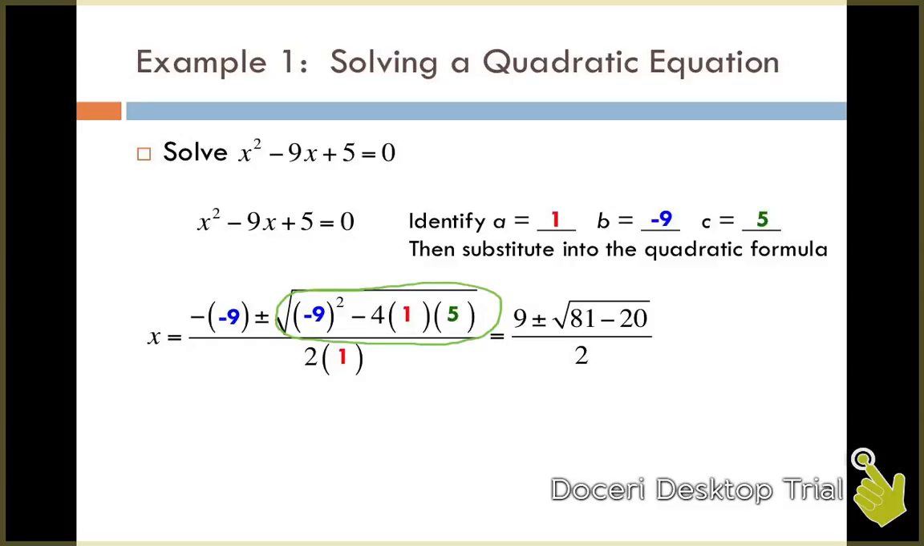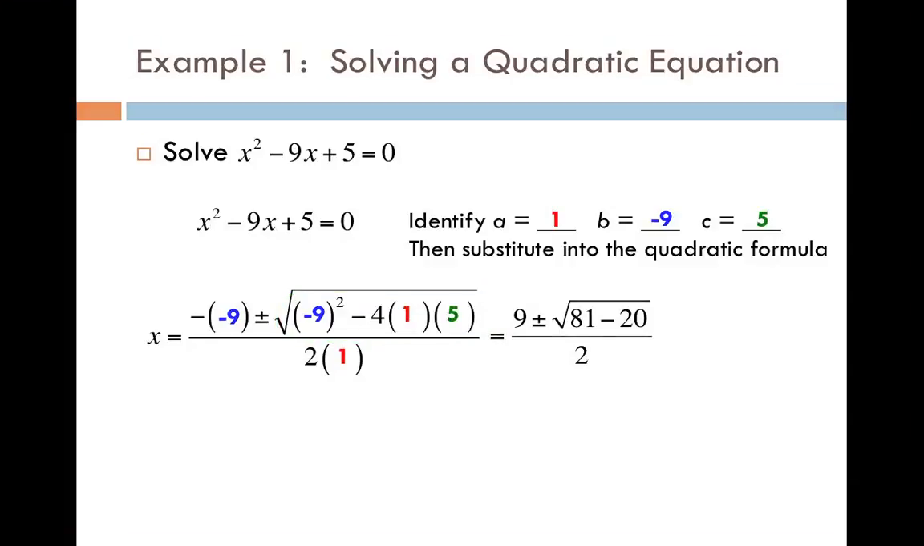Okay, so if we simplify inside the radical, we see that my negative 9 squared gives me the 81, and then the 4 times 1 times 5 gives me 20. So I'm looking at taking 81 minus 20, which becomes 61.